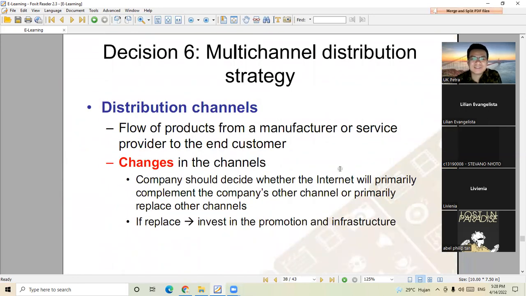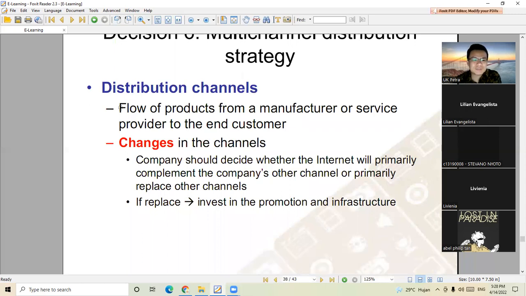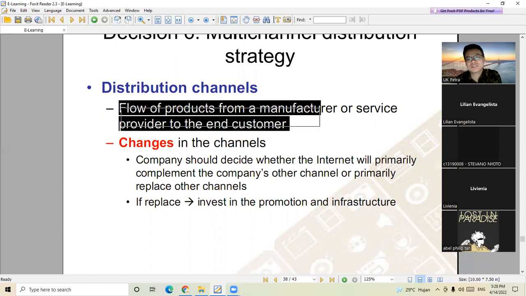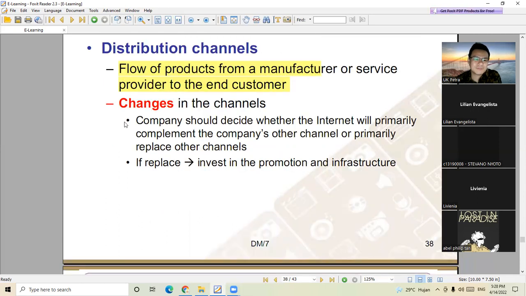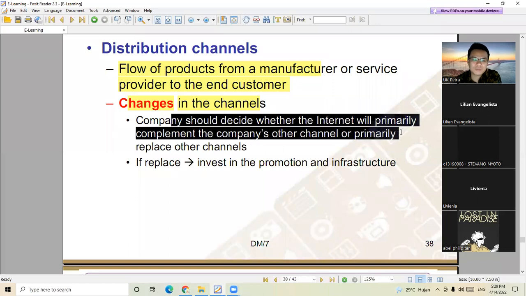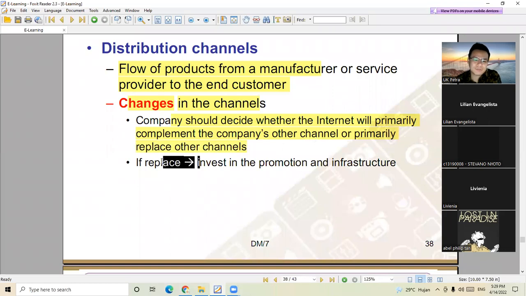The sixth decision, or the sixth step that we have to be concerned about, is the multi-channel distribution strategy. Distribution channels are the flow of products from the manufacturer or service provider to the end customers. It is basically about the supply chain. There may be changes in the channels. If there are changes, the company should decide whether the internet will primarily complement the company's other channels or primarily replace other channels. If it's replacing, then the company for sure has to invest in promotion and infrastructure.